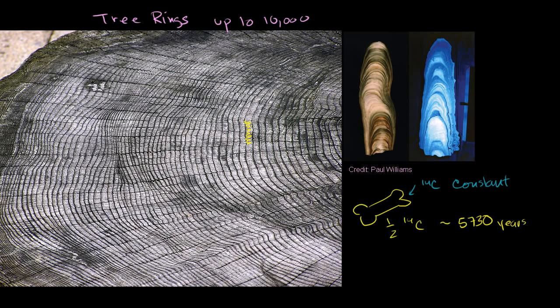If you want to go even further back, you can look at cave deposits. The fancy word for these cave deposits is speleothems. You might be familiar with stalagmites, those speleothems that come out of the bottom of the cave, or stalactites, the speleothems that come from the top of the cave. The reason these are useful is that they are formed by calcium carbonate, so they have carbon in them.